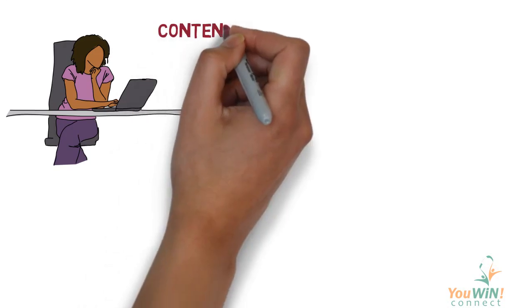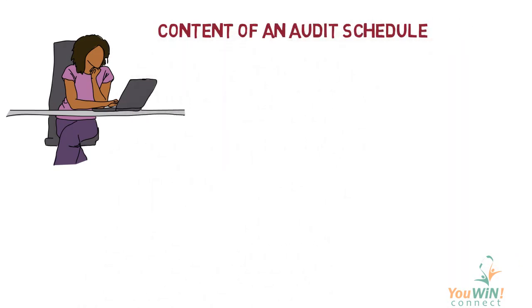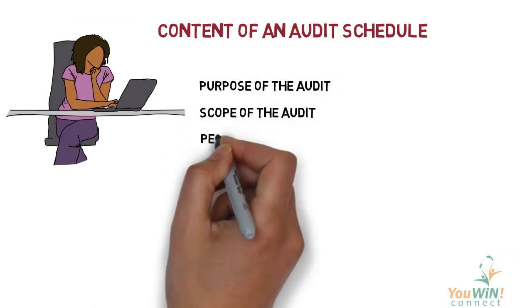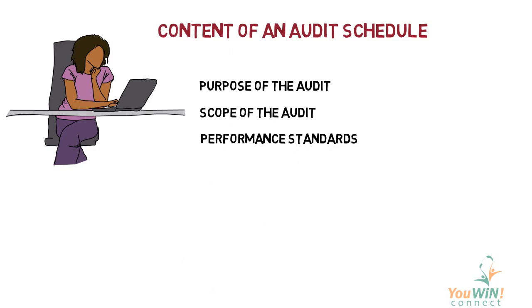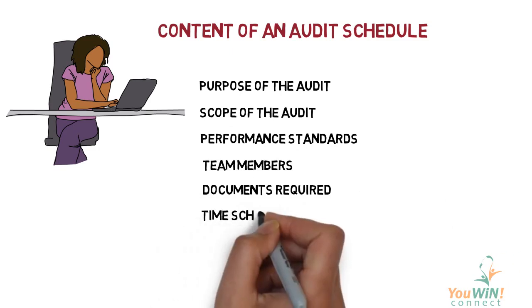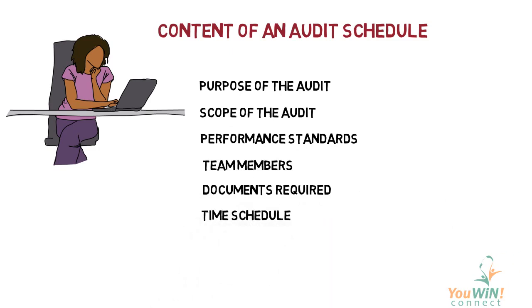So let's now take a look at the content of an audit schedule. Number 1, the purpose of the audit. Number 2, the scope of the audit. Number 3, the performance standards. Number 4, who are the team members? Number 5, the documents required. And finally, the time schedule. The QMR is based on the annual IQA plan and requires team leaders to prepare the IQA schedule for each group. The schedule should be reviewed and approved by top management and communicated to the auditees.